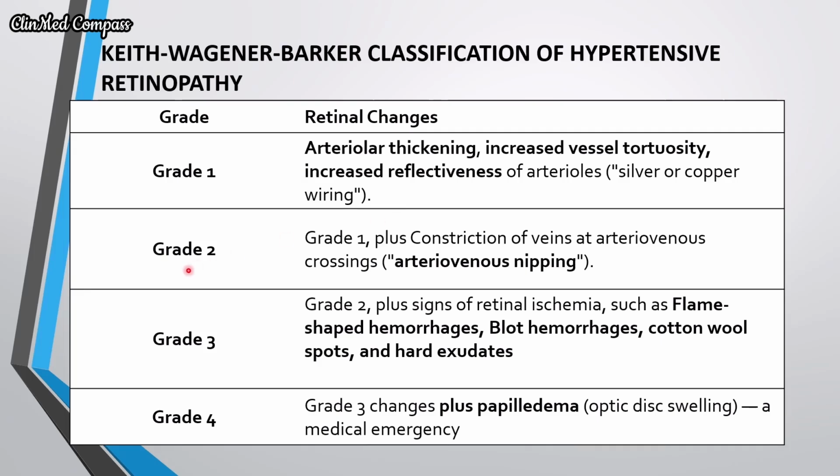Grade 2 is grade 1 plus arteriovenous nipping, which is a constriction of veins at arteriovenous crossings. Grade 3 is grade 2 plus signs of retina ischemia, such as flame-shaped hemorrhages, blood hemorrhages, cortical spots, and hard exudates. Grade 4 is grade 3 plus papilledema, which is swelling of the optic disc, and this indicates malignant hypertension.